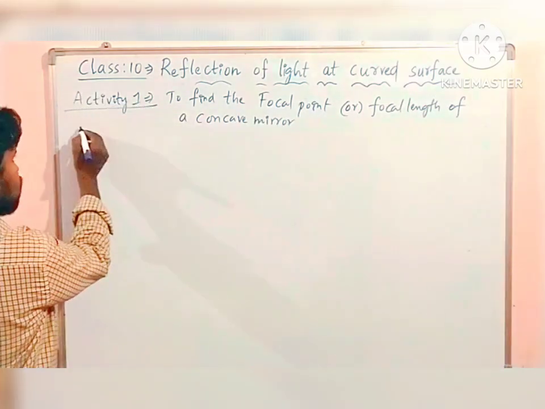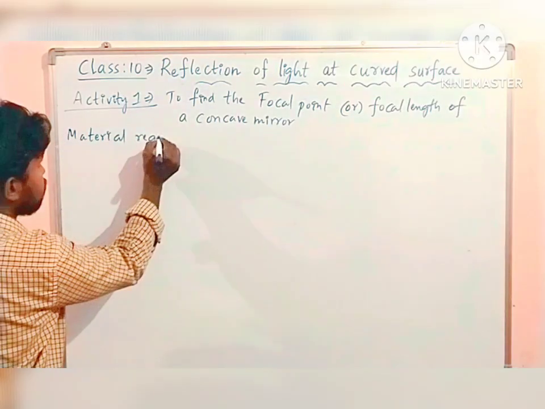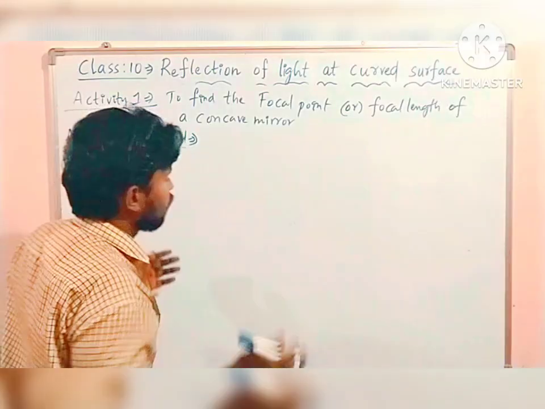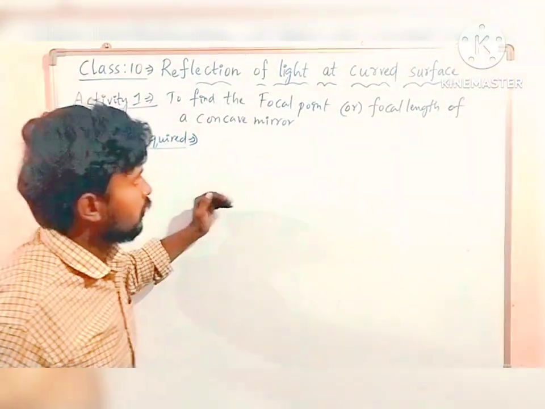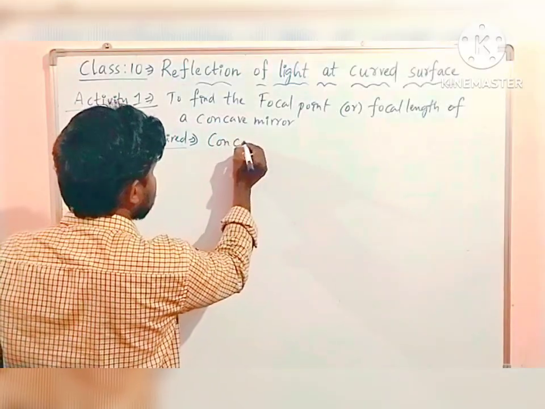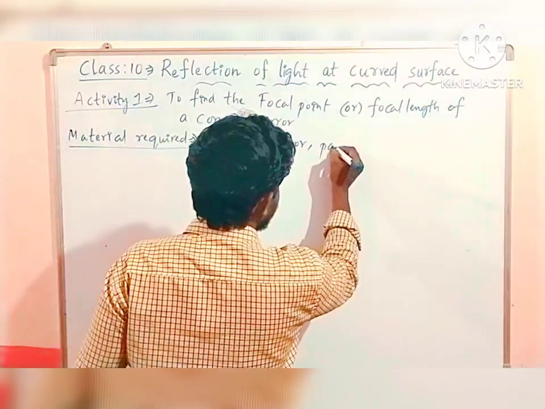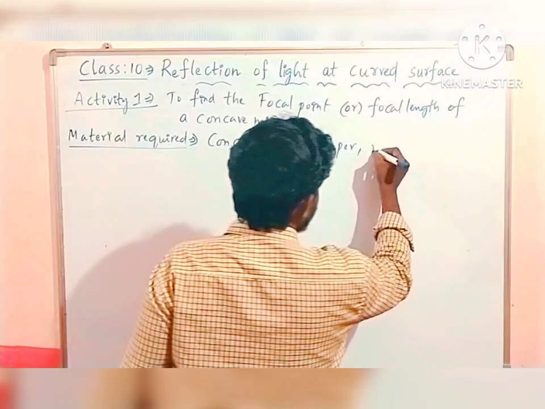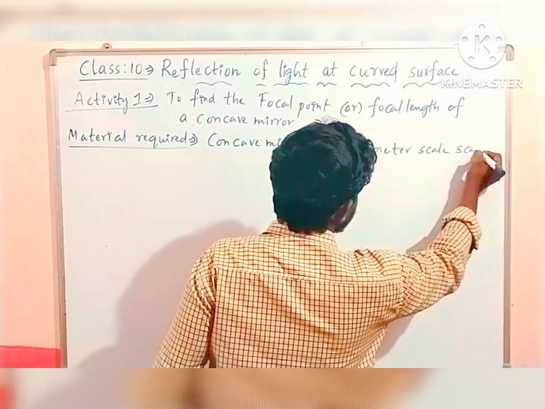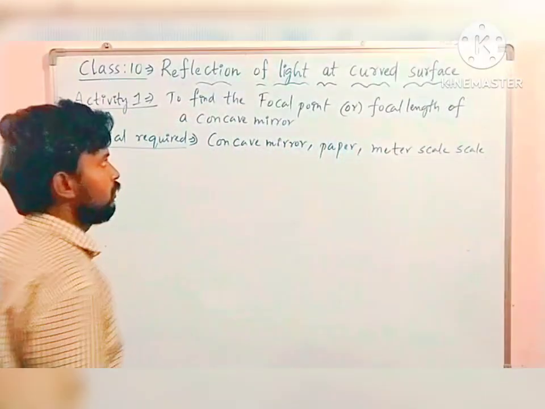In the 2 marks section they will ask what are the materials required to conduct an experiment to find the focal length of a concave mirror. First thing is a concave mirror. Next thing is a paper. Next thing is a meter scale. These are the materials required to conduct an experiment on focal length.